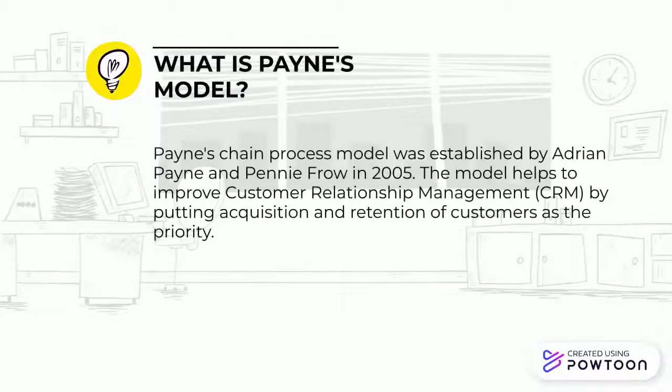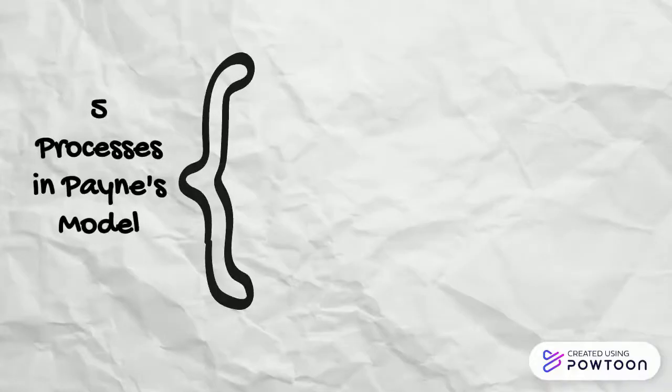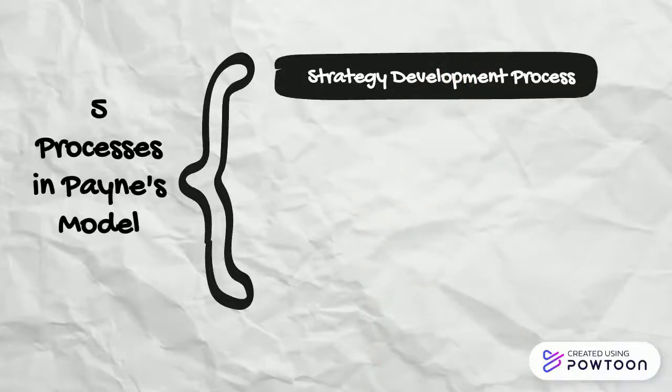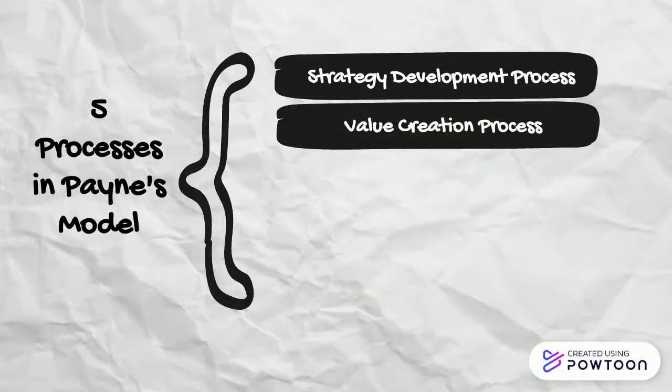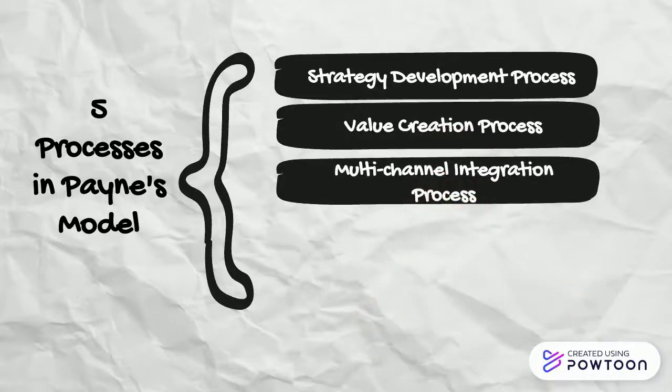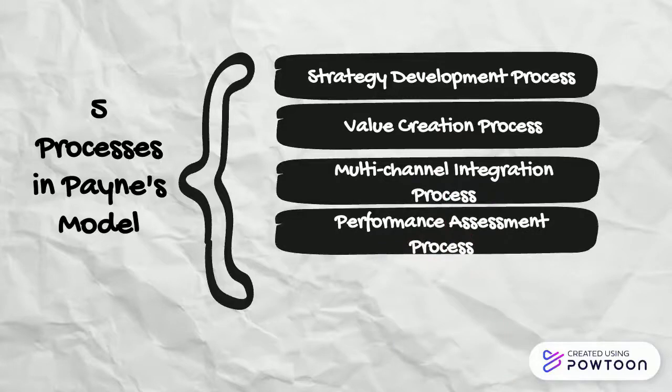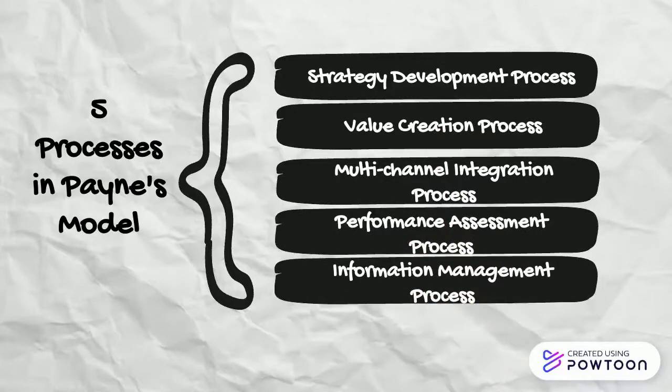Payne's chain process model was established by Adrian Payne and Penny Froh in 2005. The model helps to improve customer relationship management (CRM) by putting acquisition and retention of customers as the priority. There are 5 processes involved in Payne's model: strategy development process, value creation process, multi-channel integration process, performance assessment process, and information management process.